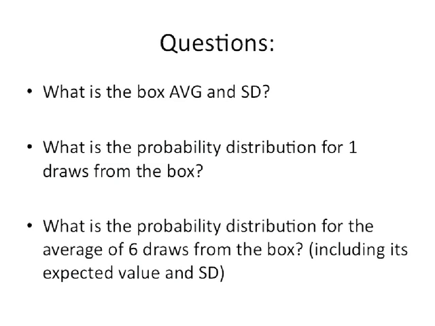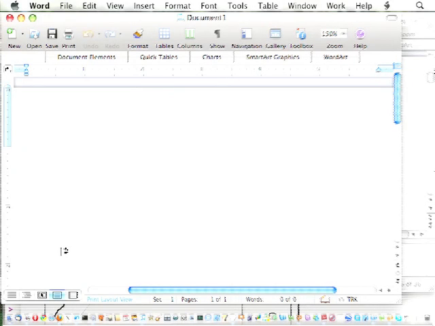Okay. What about the probability distribution for the average of 6 draws from the box? Tell me, what do you expect the average of 6 draws from the box to be, if there's nothing going on? 250 is what we're going to assume. And the SD would be 50 divided by the square root of 6. So we can now go to R and check it out.